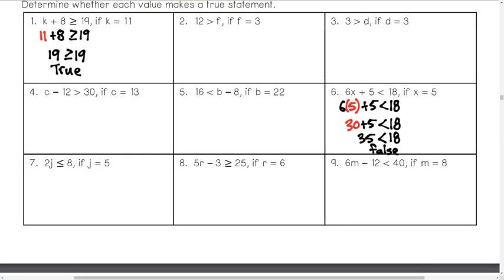35 is not less than 18. That is false. So then I would continue on doing the same types of things, but just so that we have some reference, go ahead and try each of these. Make sure you have them written down on there.